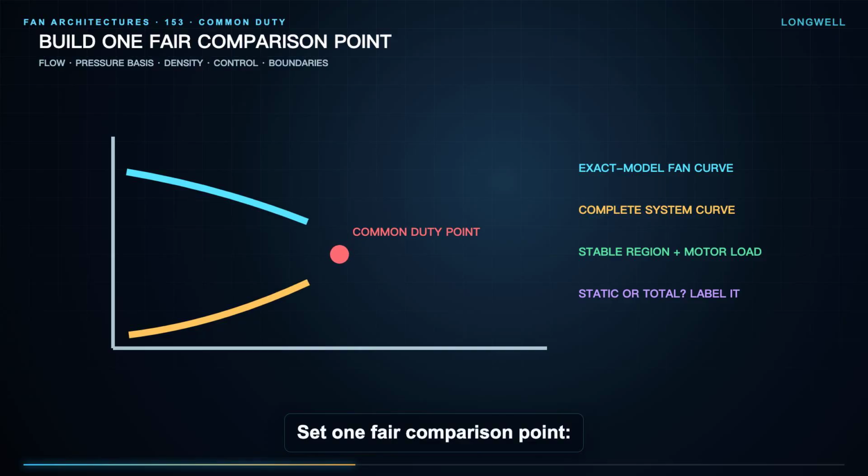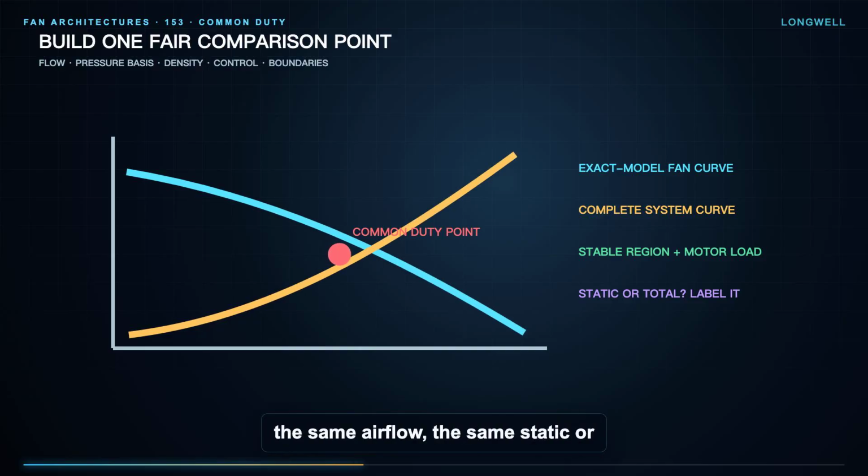Set one fair comparison point: the same airflow, the same static or total pressure basis, the same air density, and equivalent speed in control conditions. Keep inlet and outlet test configurations, accessories, fan boundaries, and electrical or shaft power definitions aligned.